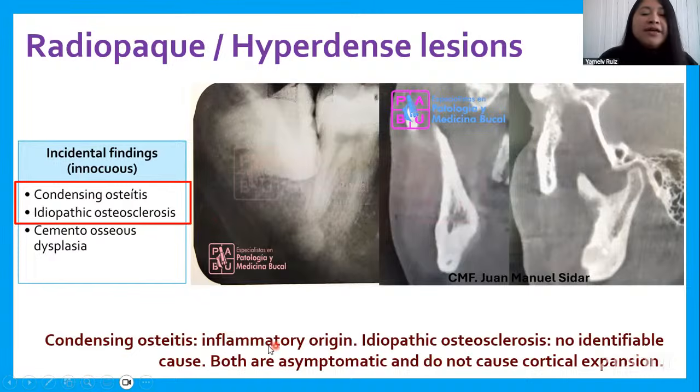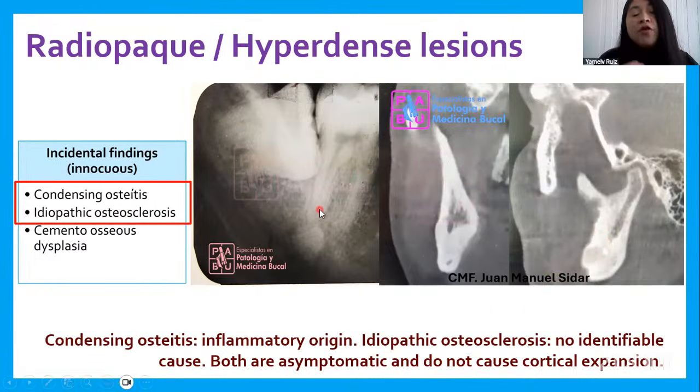So the first of this group is the condensing osteitis and the idiopathic osteosclerosis. The condensing osteitis and idiopathic osteosclerosis are radiopaque or hyperdense entities, as you can see in these images. This is a condensing osteitis, and this one is an idiopathic osteosclerosis. The main difference between these two entities is that the condensing osteitis has an inflammatory origin, in contrast with idiopathic osteosclerosis, where the cause is not identifiable.